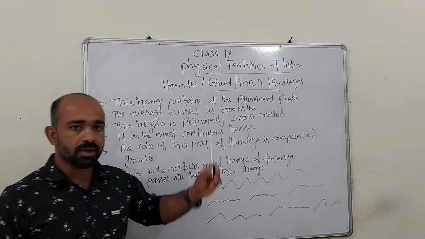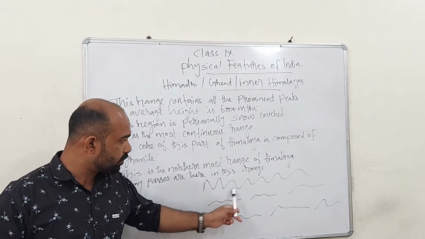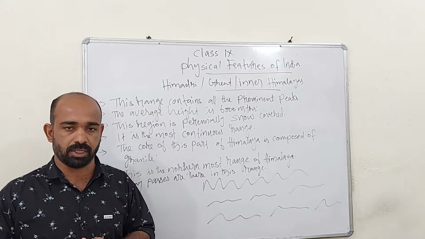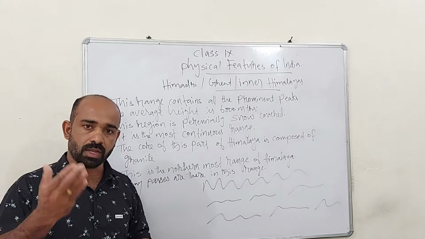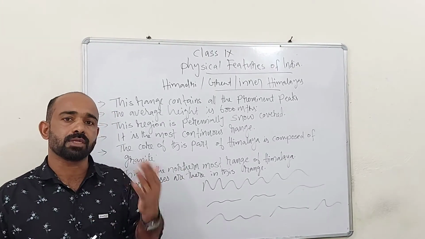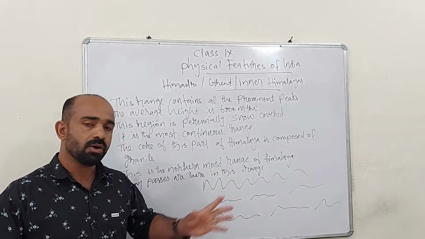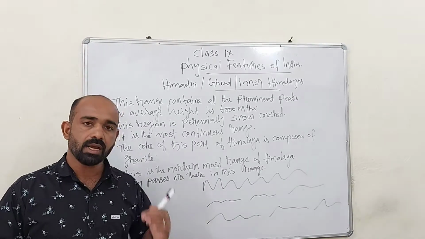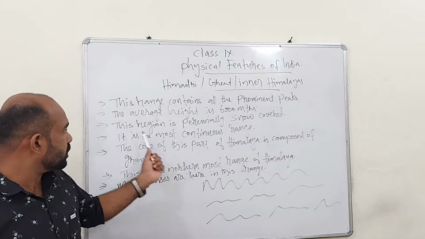The average height of all the mountain peaks located in Himadri is 6,000 meters. For example, Mount Everest is around 8,848 meters high. In the same way, all the prominent mountain peaks are found in this Himadri, and the average height of all the mountain peaks is 6,000 meters.